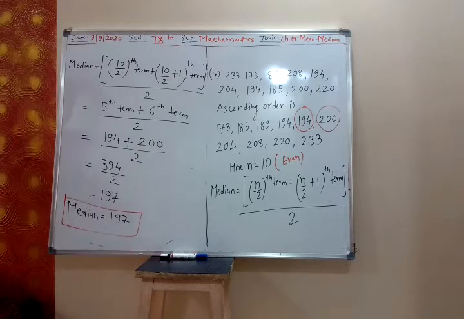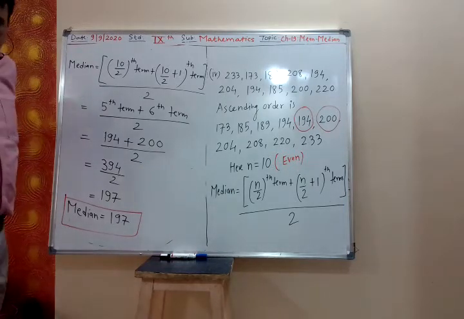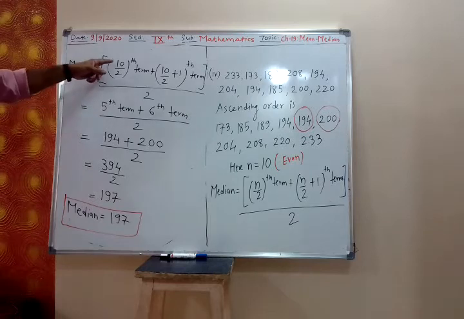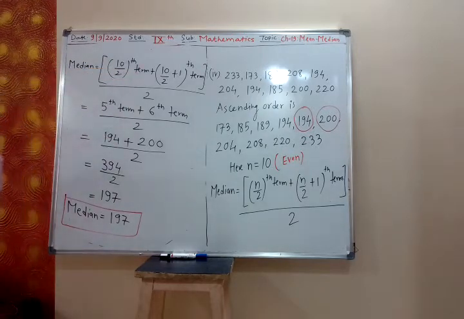Median is 197. Are you getting? Median is 190. Where? This one. 10 by 2 means 5th term. 10 by 2 plus 1 means 6th term. Fifth term and sixth term divide by 2. Are you getting? Fifth term, sixth term, divide by 2.